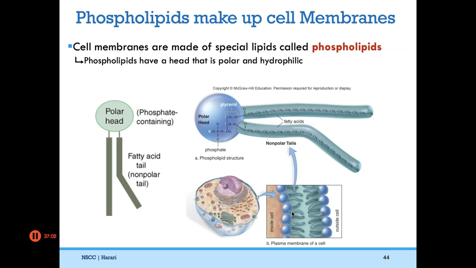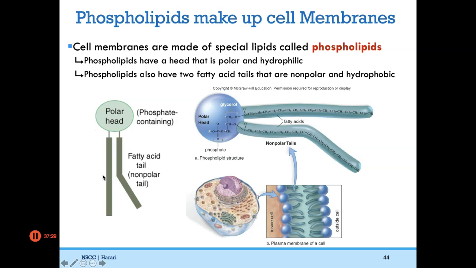And phospholipids are unique because, while yes, they do have hydrophobic properties, they also have a hydrophilic portion. So this is an exception. Not all lipids are just hydrophobic, because a phospholipid is hydrophobic and hydrophilic. Phospholipids, shown here, have two fatty acid tails and a special head. The head is polar because it has a phosphate group in it, which is negatively charged and can interact with water. It also has two fatty acid tails that are nonpolar and therefore hydrophobic.